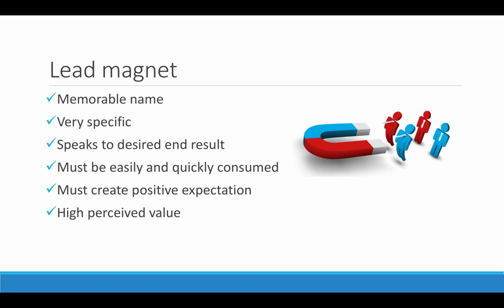Then, high perceived value. This is a tricky one. When you think of value, I would ask you to imagine two white t-shirts. One t-shirt is from Chanel. It's all white. It just has the Chanel logo in the corner. It's an original Chanel t-shirt.